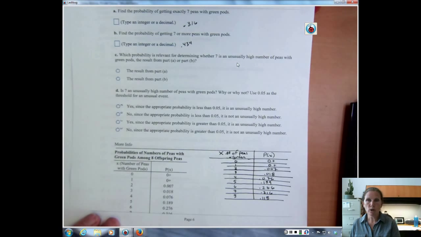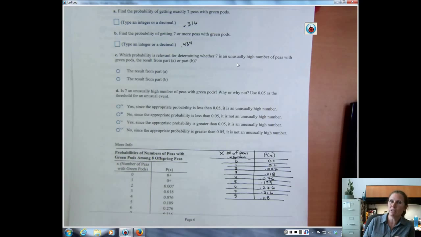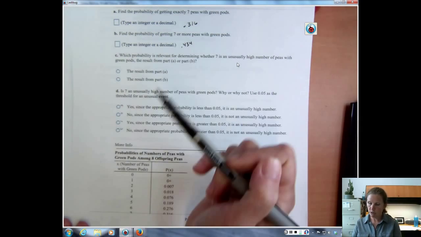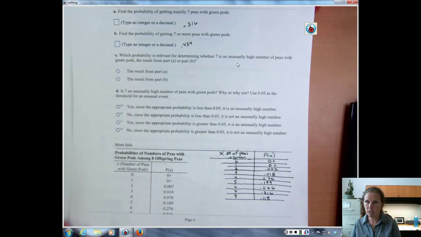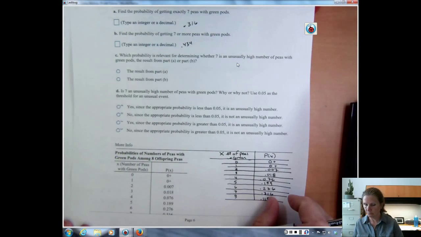Which result is relevant for determining whether 7 is an unusually high number of peas with green pods? When you're trying to determine if something is unusual or not, you don't look at the exact value. You look at something like 7 or more, or 7 or less. So we want to look at the result from part B. If you look at the total number we had, it's more than 5%, which means that for the part asking if it's unusual, it's not. It's more than 5%, so it's very usual to get that.